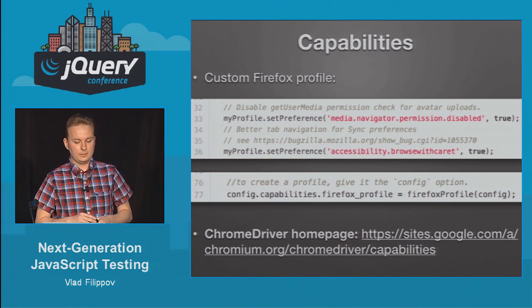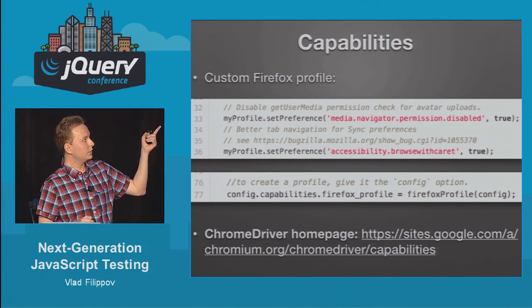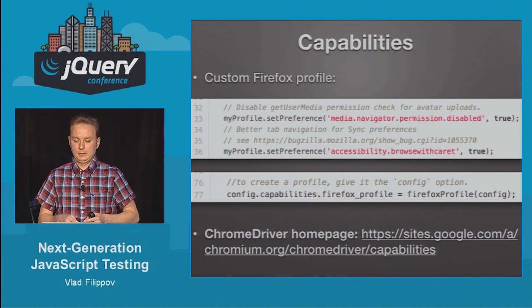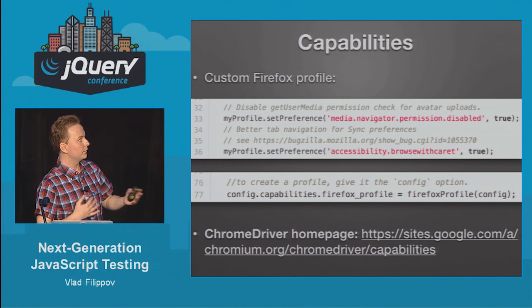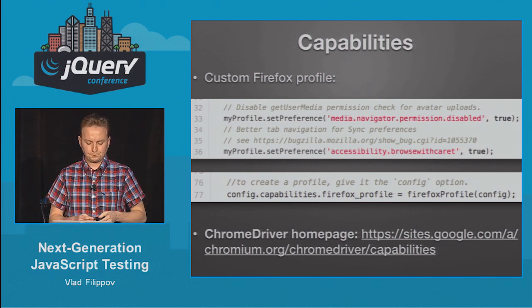And this is just the most basic example. One other thing that we use, we change some accessibility options. about:config in Firefox has probably 200 or more different configurations that you can play around with and specify exactly what you want.